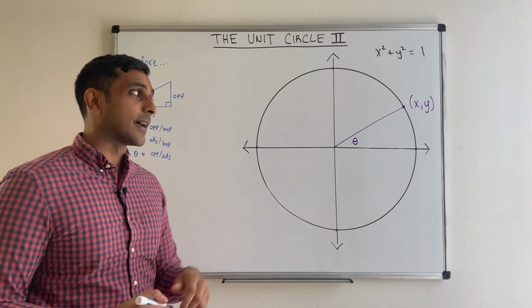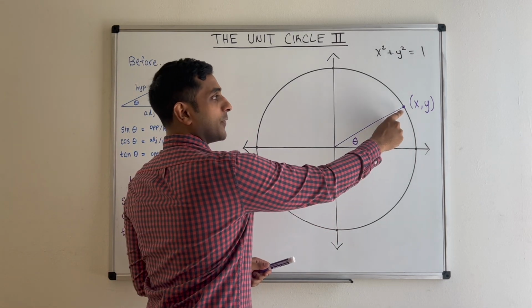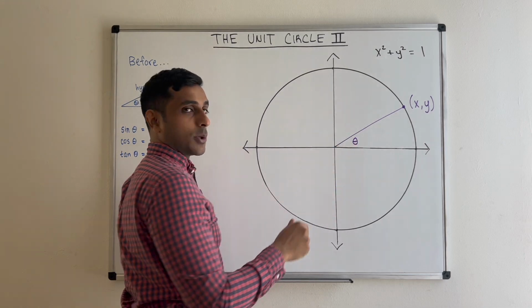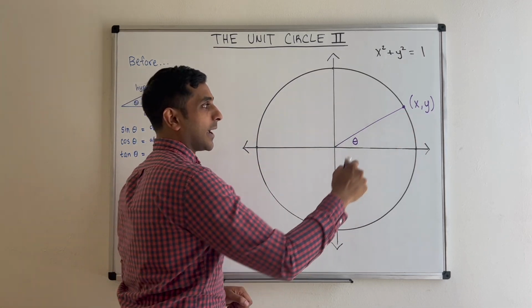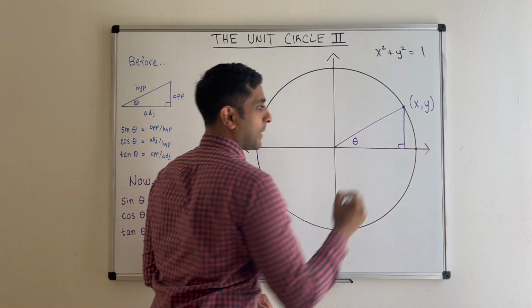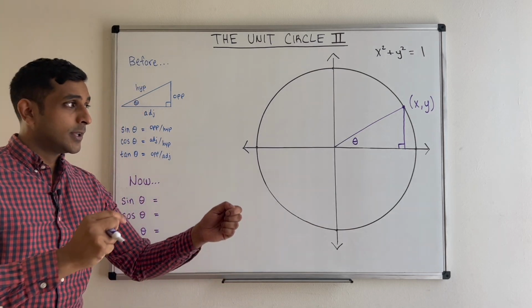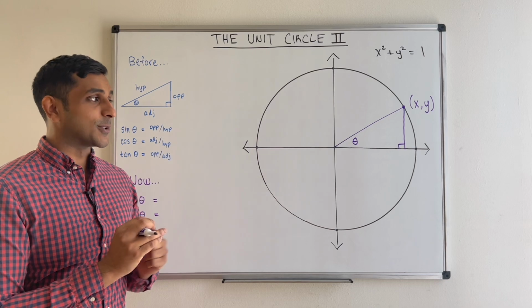And in order to see that, we need to first think about this point right here, which is the point on the unit circle which corresponds to a rotation of theta. Let's call that point x comma y. And from that point, I'm going to drop an altitude to the positive x-axis. And now the bridge is beginning to be built because we see a right triangle.